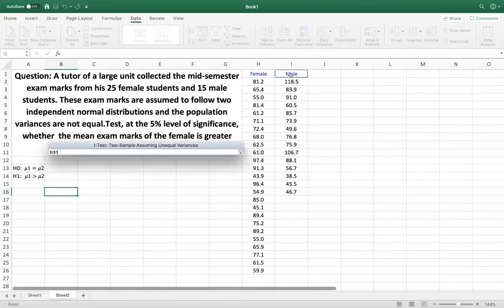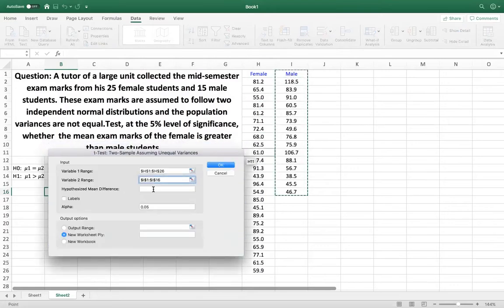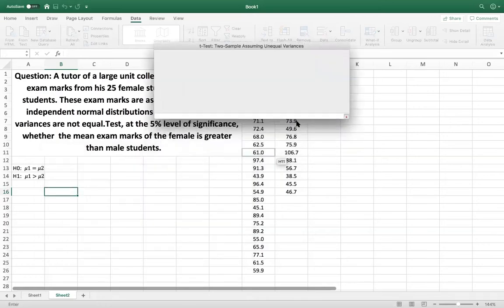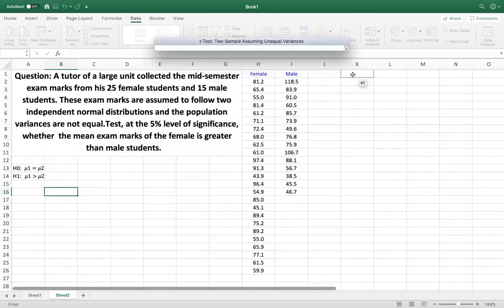for the female and male statistics. And the hypothesis mean difference is 0. And you tick the labels. The alpha is the significance level, which is 5%. And for the output range, just select anywhere you like.